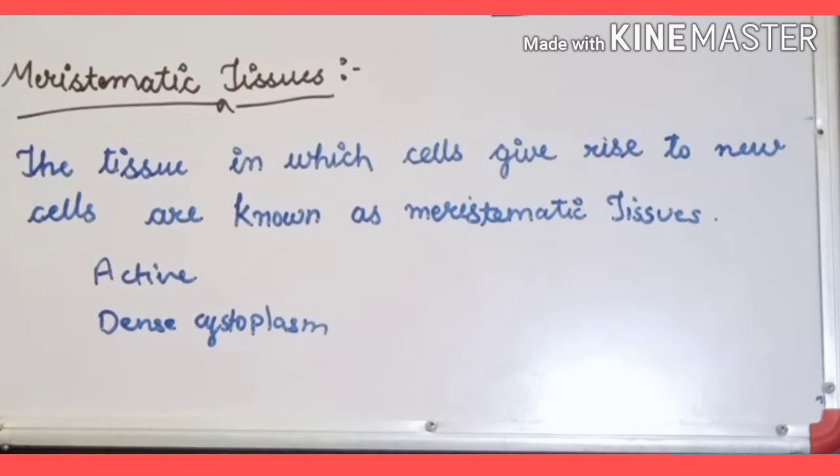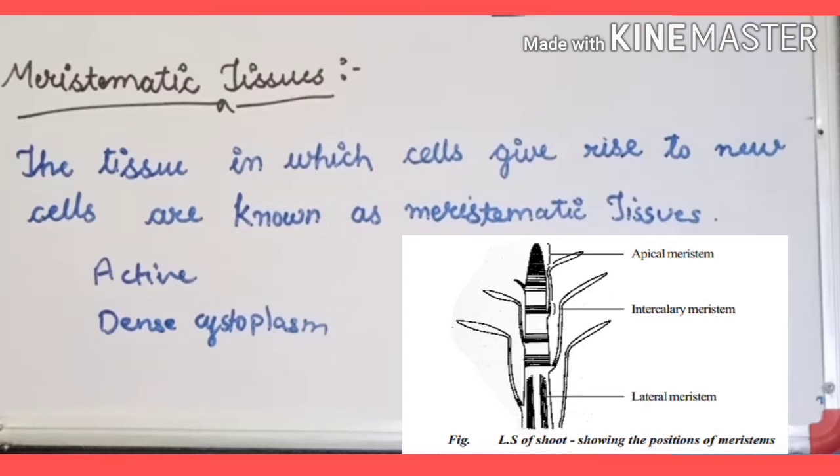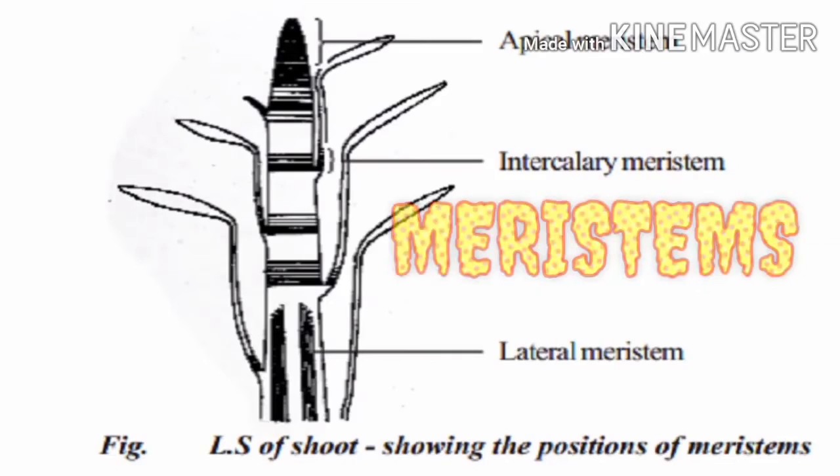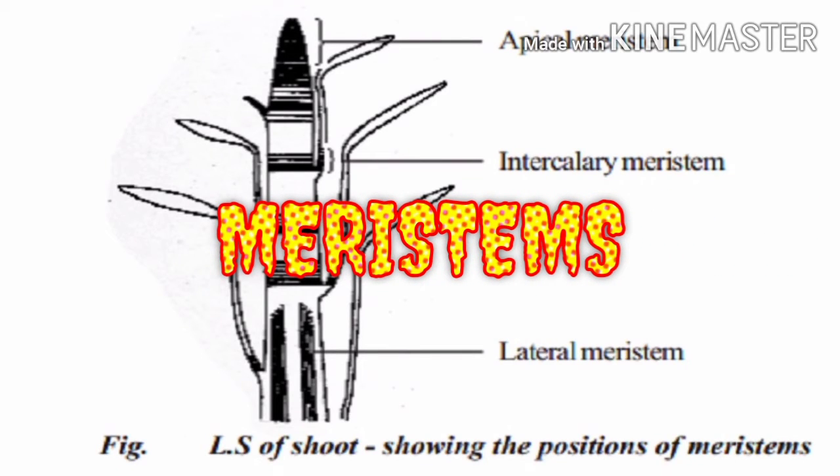Then, these meristematic tissues have three parts: the apical meristem, the intercalary meristem, and the lateral meristem. See this image over here. The image you are visualizing explains meristematic tissues. It shows the three meristems: apical, intercalary, and lateral. Let us study each of them in detail.